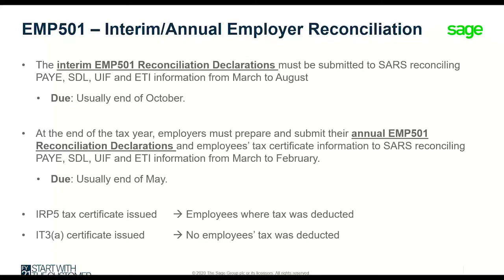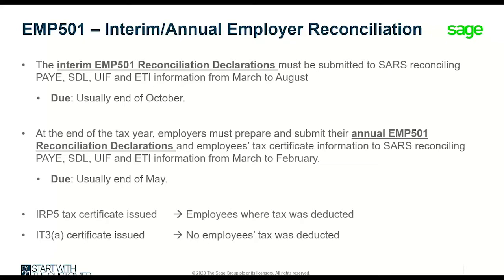And then we look at the EMP 501, which is either the interim or annual employer reconciliation. The interim EMP 501 reconciliation declaration must be submitted to start reconciling tax, SDL, UIF, and ETI from March to August. This is typically due at the end of October. At the end of a tax year, employers must prepare and submit their annual EMP 501 reconciliation declarations. And with the tax year, we would issue the tax certificates. This is typically due at the end of May.